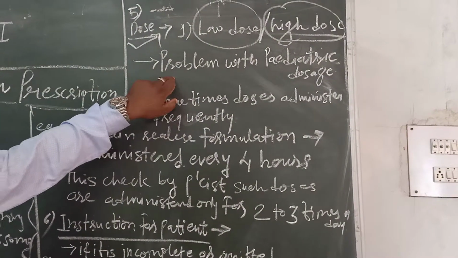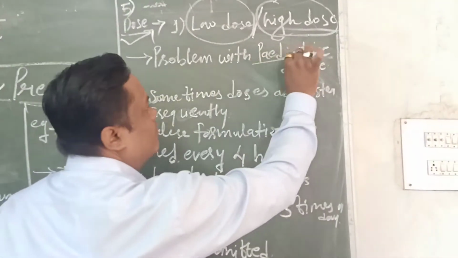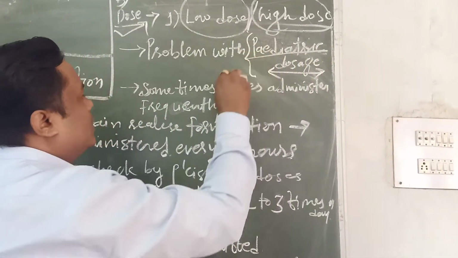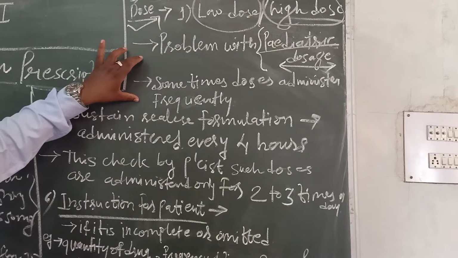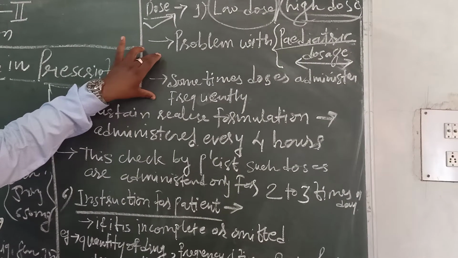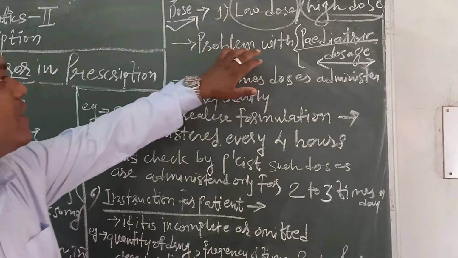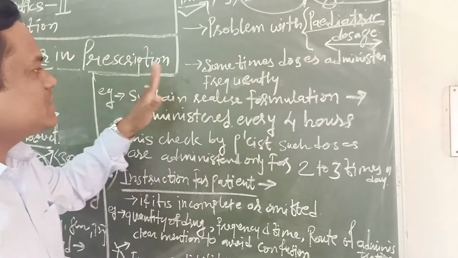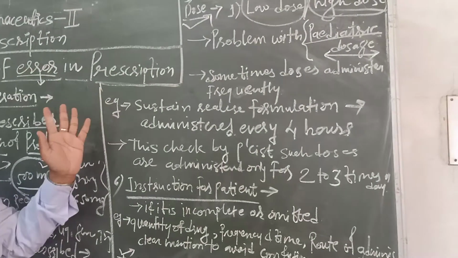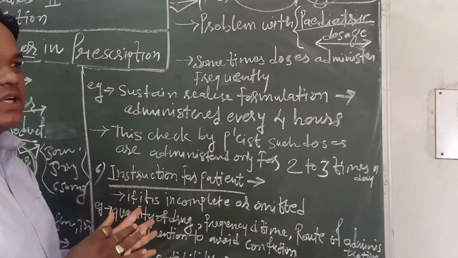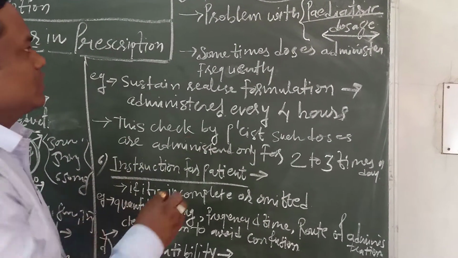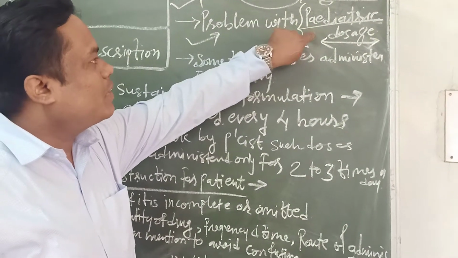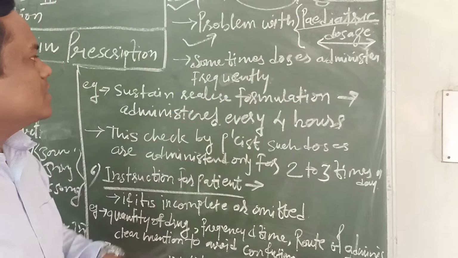The problem arises with the pediatric dose, which is the dose for children. Therefore, the pharmacist must know the pediatric posology of the drug to calculate and check the pediatric doses. Posology means a branch of medical science which deals with how much quantity of drug is given to the patient for therapeutic activity. So the calculation is known to the pharmacist in case of pediatric doses.